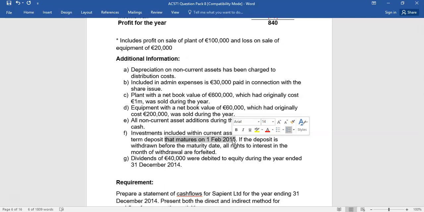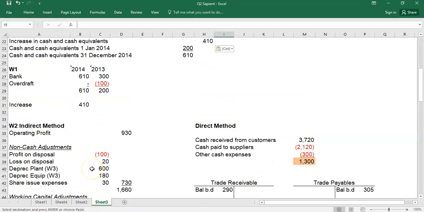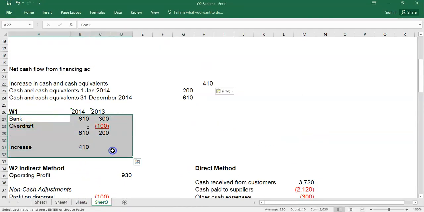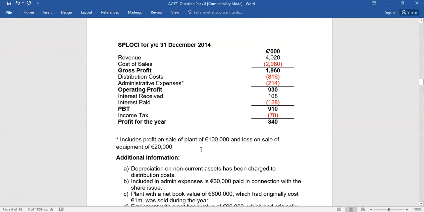Now, it's not 3 months from the year end. It's the overall maturity deposit length of the investment. Here, this is a 9-month deposit. It doesn't matter when it ends. This would not be classified as cash and cash equivalents. If it was, you would put it into this working here and it would be finished. It would be part of the answer that you'd be getting, like the overdraft. But because it isn't, you treat it as any other asset.